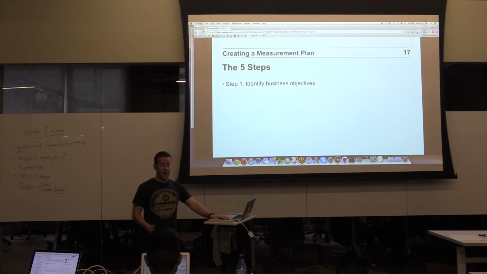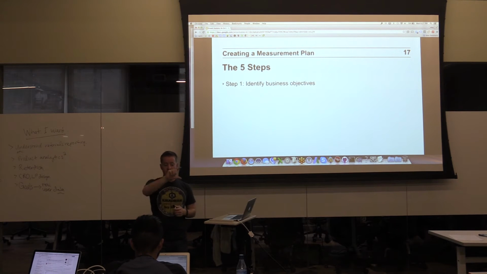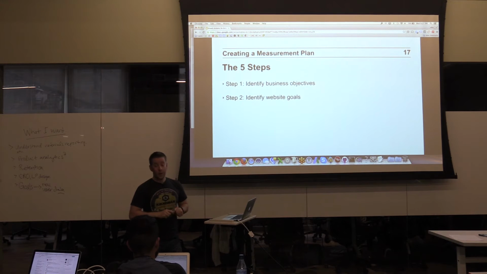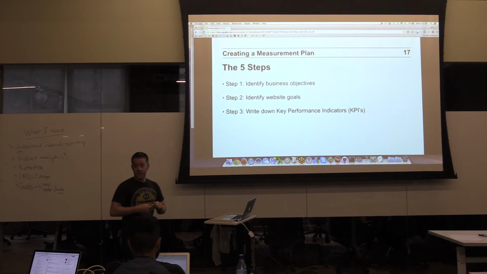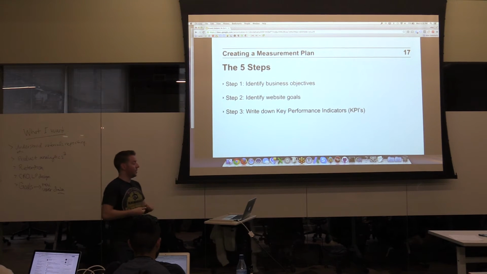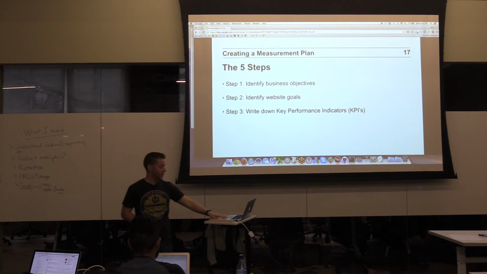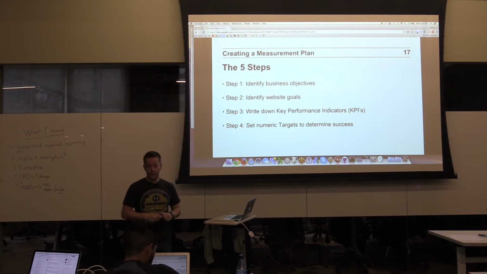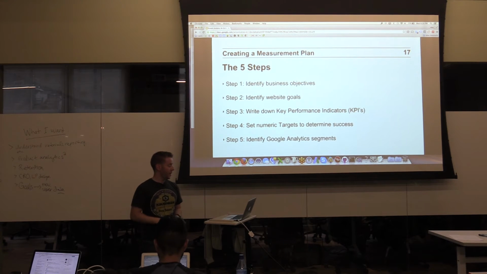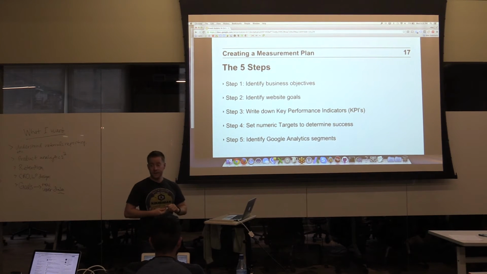So the five steps are identifying your business objectives. That's the big horizontal hamburger looking box on top. Identifying website goals. So what actually has to happen on the website? Writing down key performance indicators. So these are named metrics for success, which we'll get into more later. Set numeric targets. So a good example would be, to be successful, we need 1,000 people to buy from us every month. That'd be a good example. And then we'll actually identify Google Analytics segments.